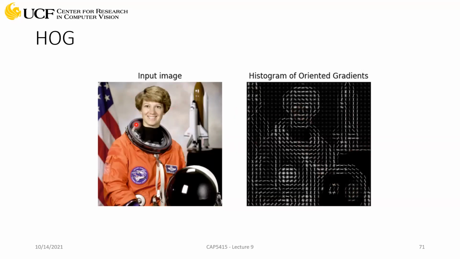They show you what kind of edges are present. And if you don't look at the colored image and just look at this HOG visualization, you can make sense that there's a woman present, and maybe a rocket in the back. I think that's all I have for HOG.